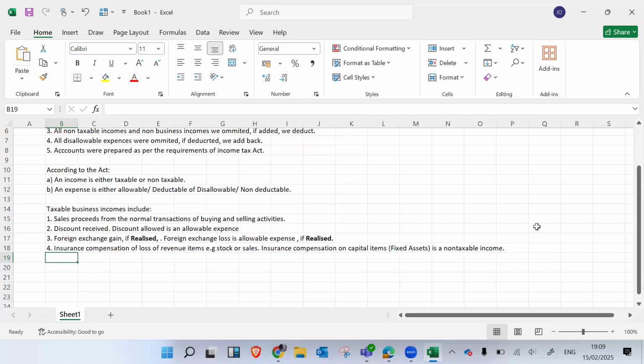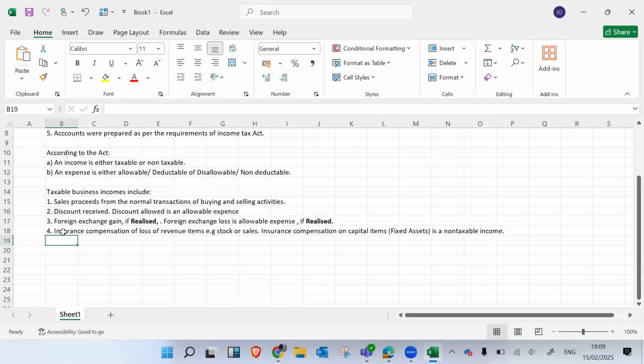On the loss of fixed assets, so like now, say we had insured a house and it got affected, maybe by fire it was burnt, and the insurance compensated. That is not a taxable income. That's a capital related compensation. So don't pay. That's not a taxable income.